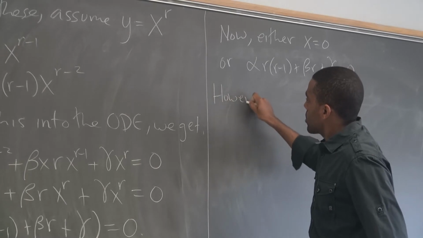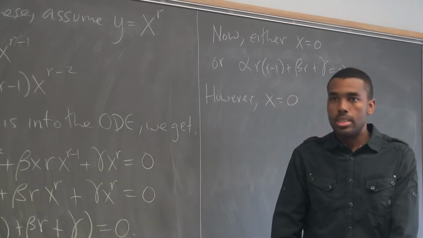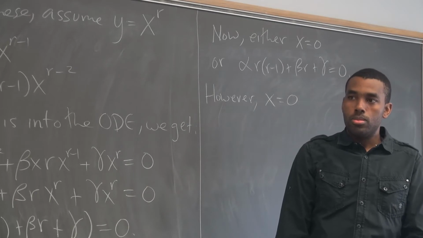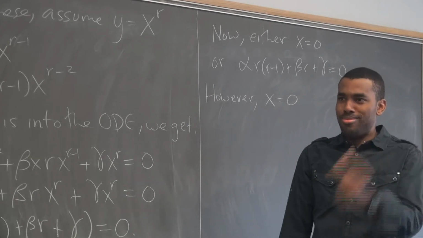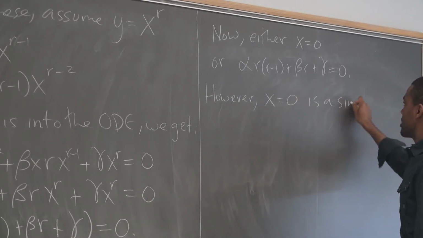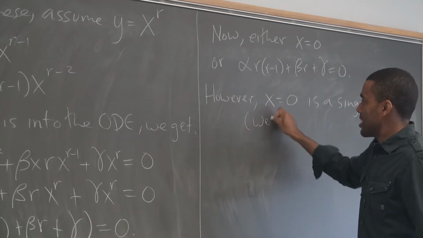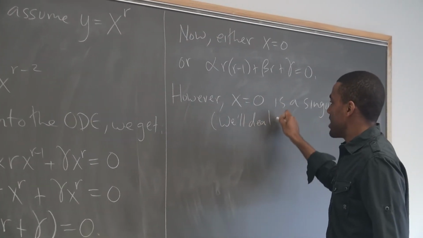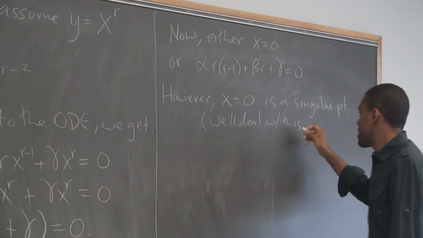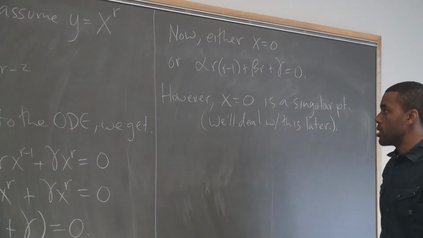However, what can you tell me about x equals 0, based on what I said earlier? Well, it can't be. It is a singular point. You've got a point further left. We'll deal with this later. By later, I mean 5.5. Because it's something that you have to deal with.